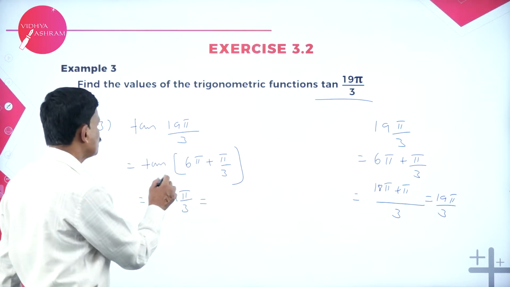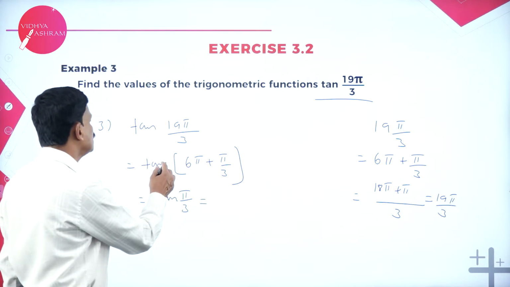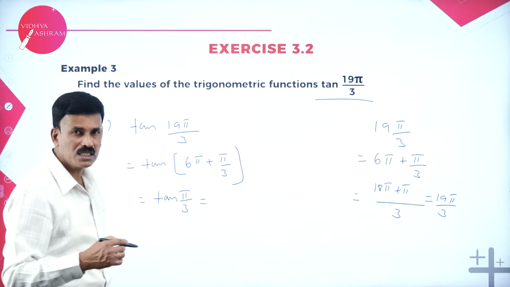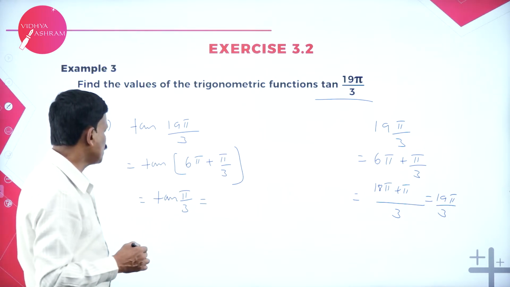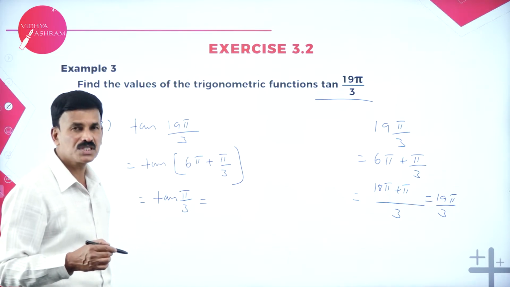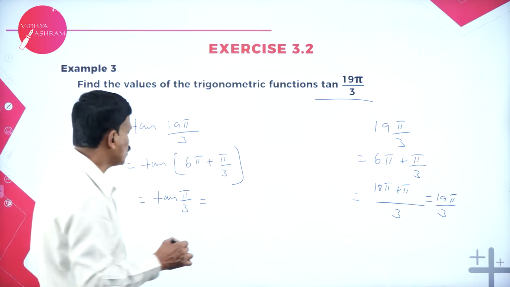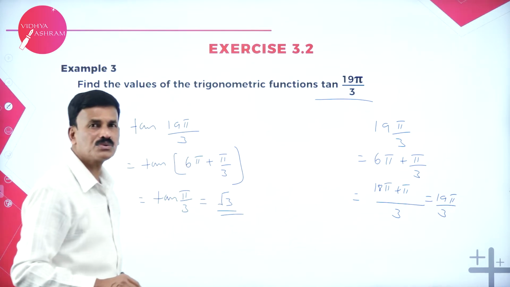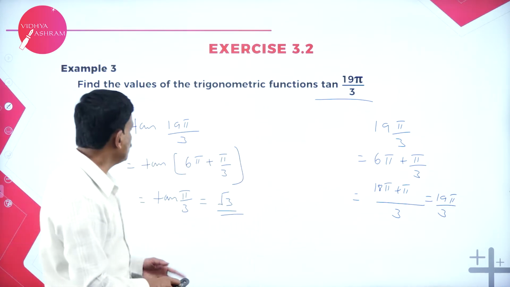Tan of 6 pi plus pi by 3, tan of 6 into 180 plus theta, is equal to the same tan theta, that is tan pi by 3. Pi by 3 is nothing but 60 degrees. Tan 60 is equal to root 3. The simplified answer for this is root 3. That's it. Okay. Listen to me.